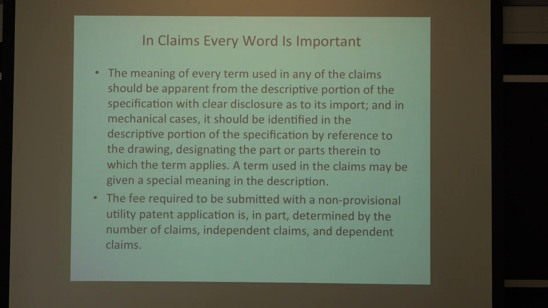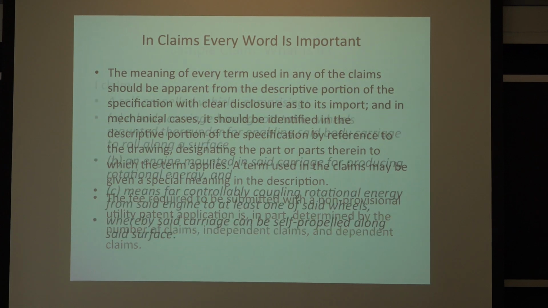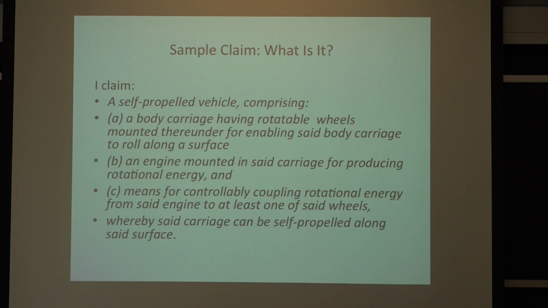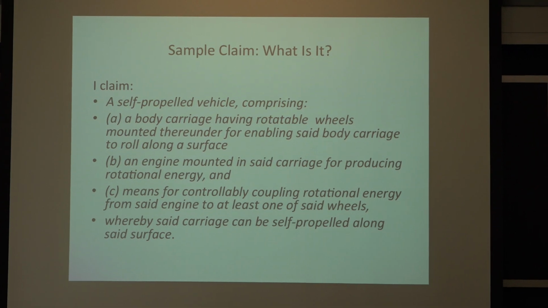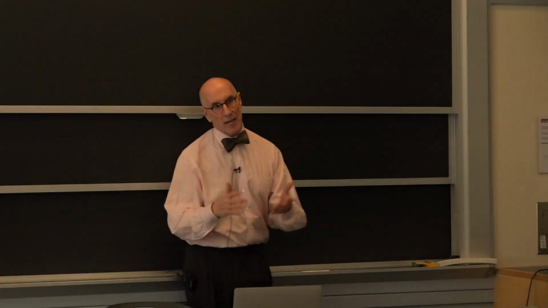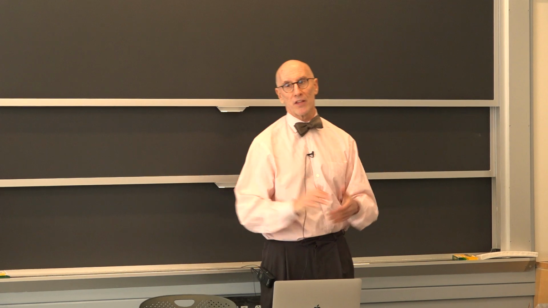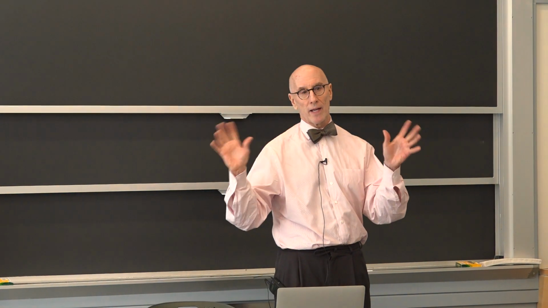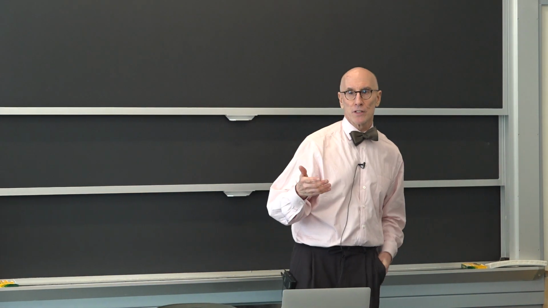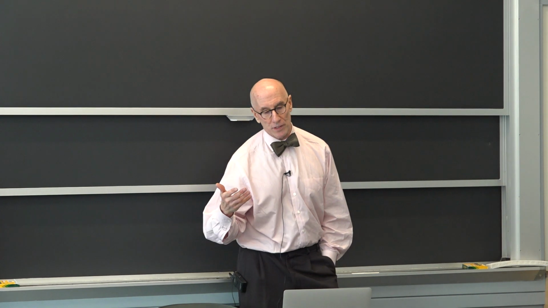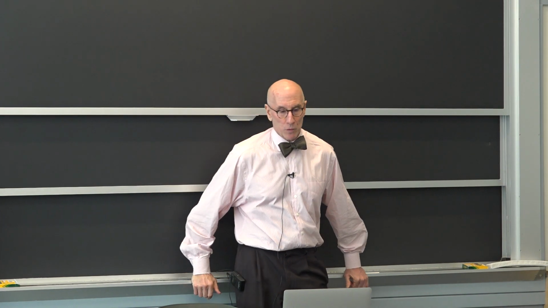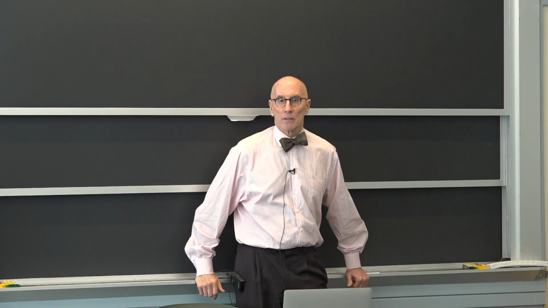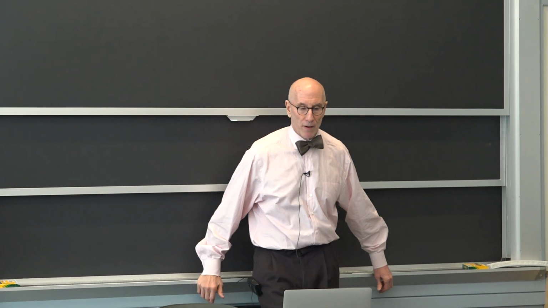And of course, the fee submitted with the non-provisional often depends on the number of claims. Okay, so let's see if you can guess what this is. This is a claim. I've taken some everyday things that are actually in the public domain. I'll give you a hint, but this is for illustrative purposes. Let's see if you can guess what it is. This is a typical claim for an everyday device.